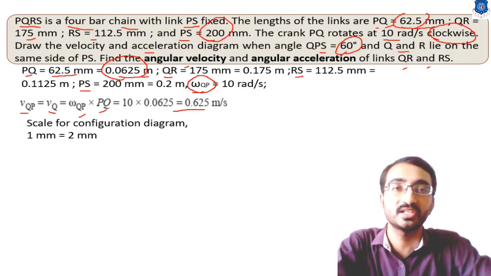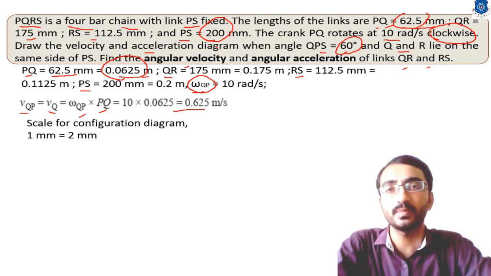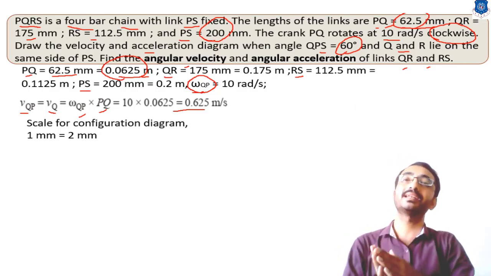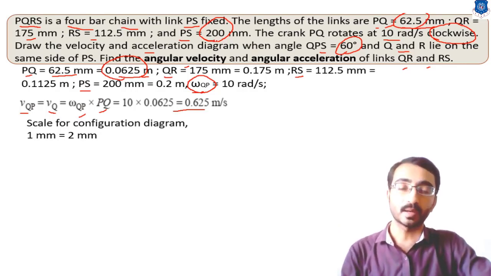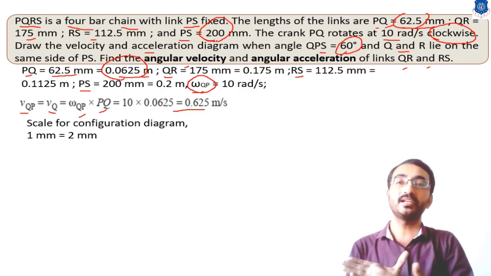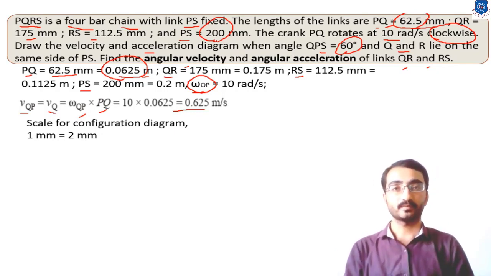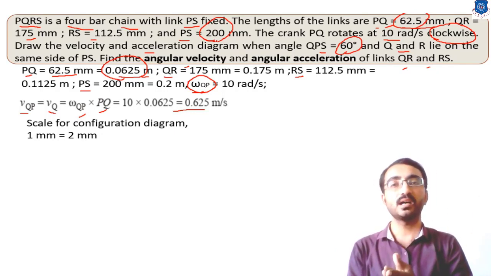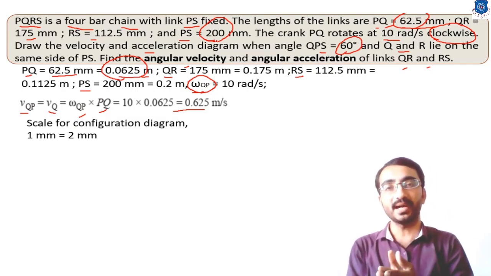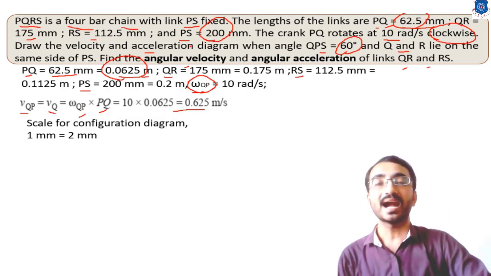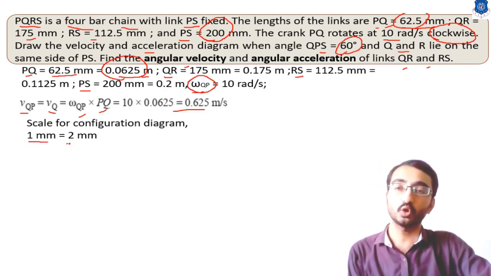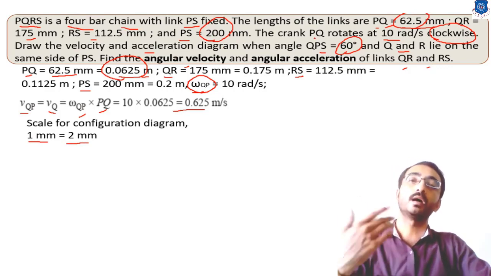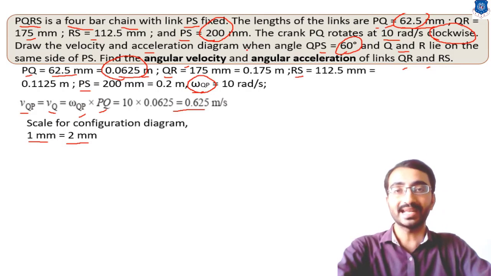Now you can sketch 62 mm on your A4 size sheets, but it is quite difficult, or your diagram will be larger than your expectation if you use the same scale as 200 mm, or you can say the 20 centimeter length of link PS. So we are reducing this scale by 1/2, or we can say we are using half scale, or that 1 mm drawing is equal to 2 mm actual. So here all your dimensions will be half of the given dimensions.